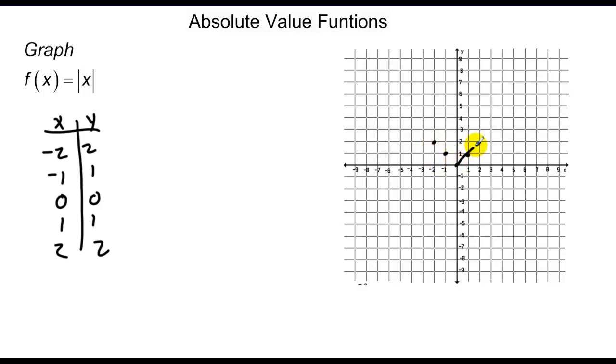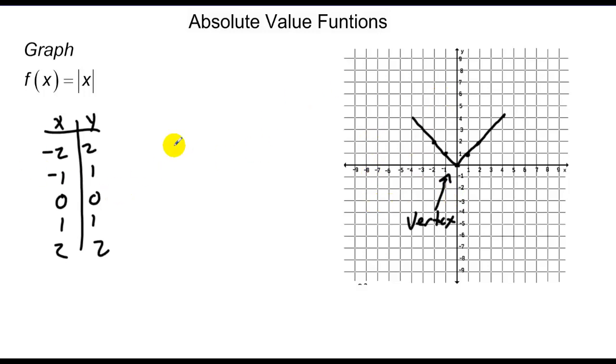It goes linearly in both directions, and we'll call this point, for lack of a better word, a vertex. The point where it kind of bounces.